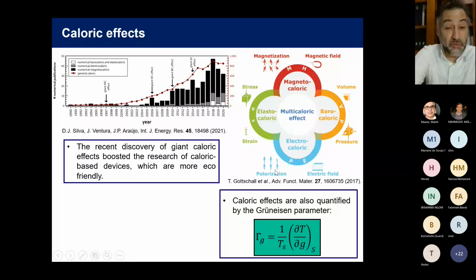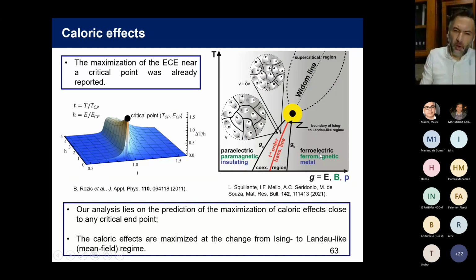Now, coming to caloric effects properly, there is an international need to find very eco-friendly ways of making refrigeration, and caloric effects fit in this frame. As I mentioned before, you can quantify any caloric effect by employing the Grüneisen parameter. G refers to the tuning parameter, as I mentioned a couple of times along this talk, pressure or magnetic field, and TS refers to the initial temperature. What we have done is the following.